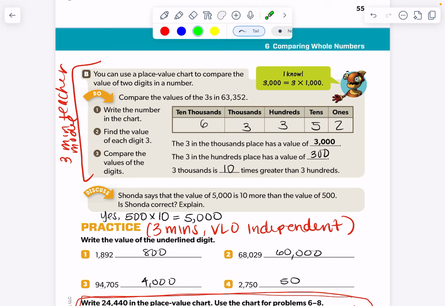The 3 in the thousands place is 3,000. The 3 in the hundreds place is 300. Then they are going to write that comparative sentence. So 3,000 is 10 times greater than 300. We know that that's true because when we do 300 times 10, we get 3,000. So that's where we get the 10 times greater.